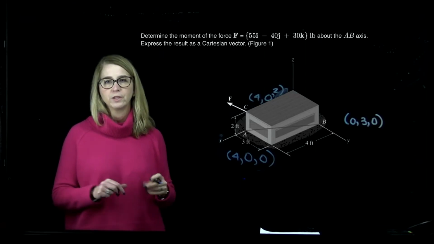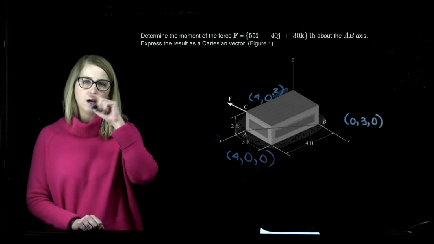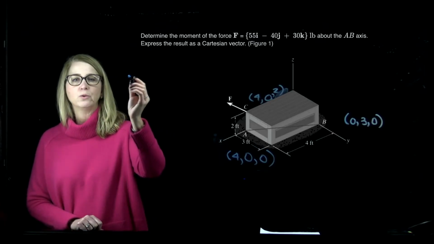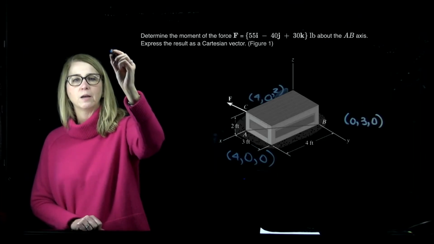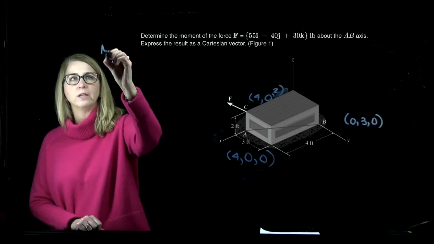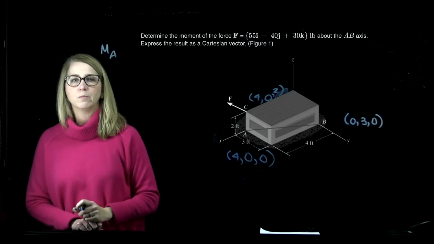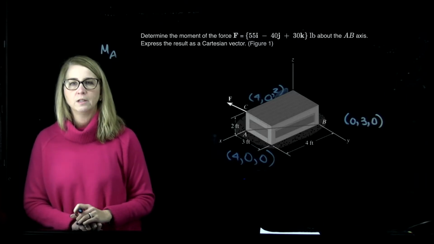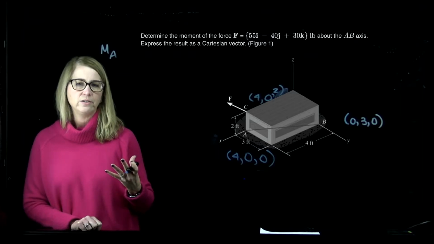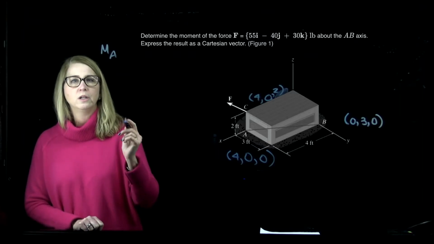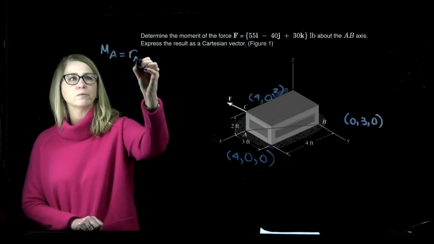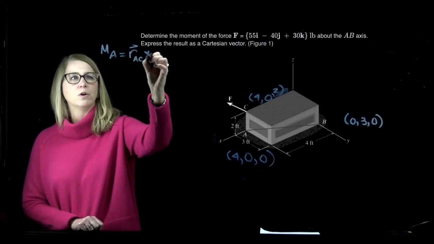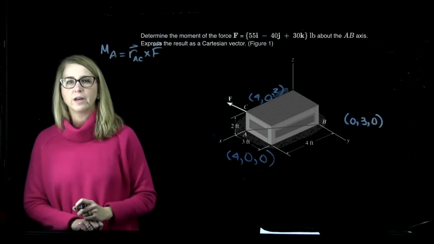So I want to figure out the moment about AB. There are a couple of different things I'm going to want to do. First, I'm going to choose a point on AB, and I'm going to find the moment about that point. I am going to find the moment about A because I think it's easy, because the radius vector is going to go from A to C, and then I cross that with F.